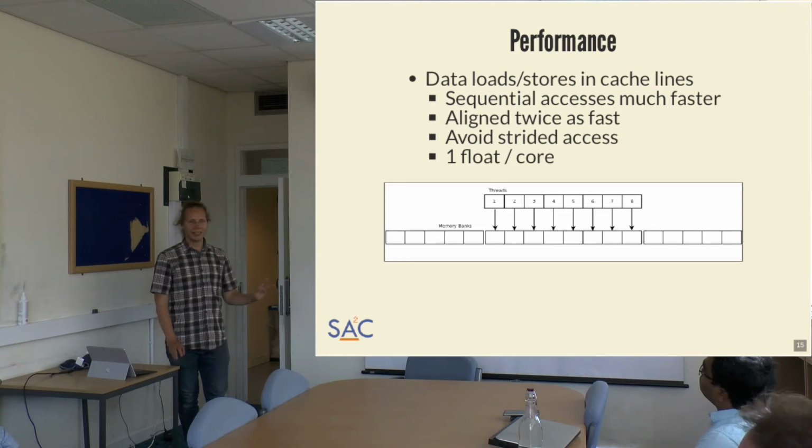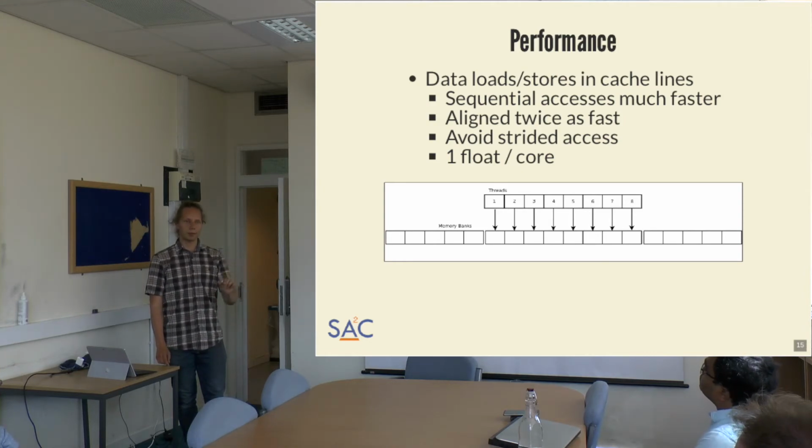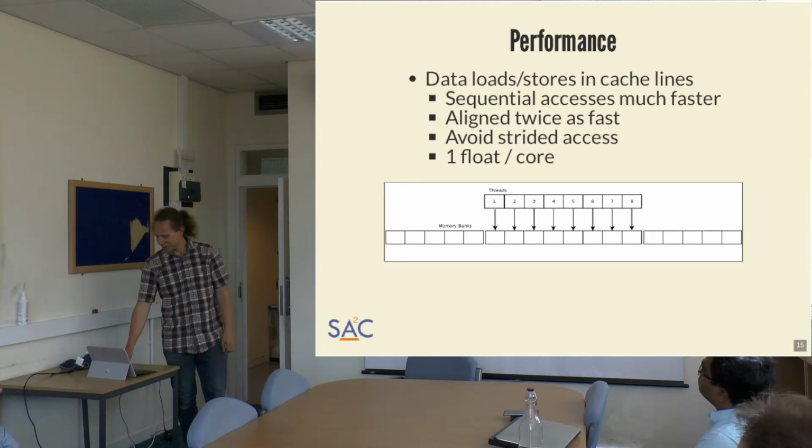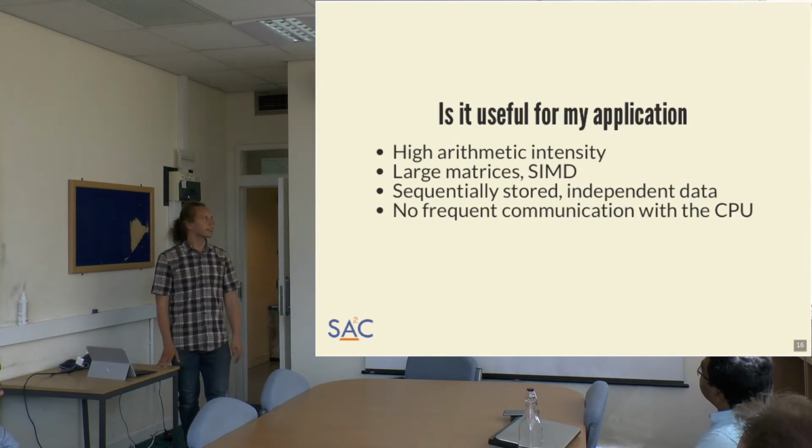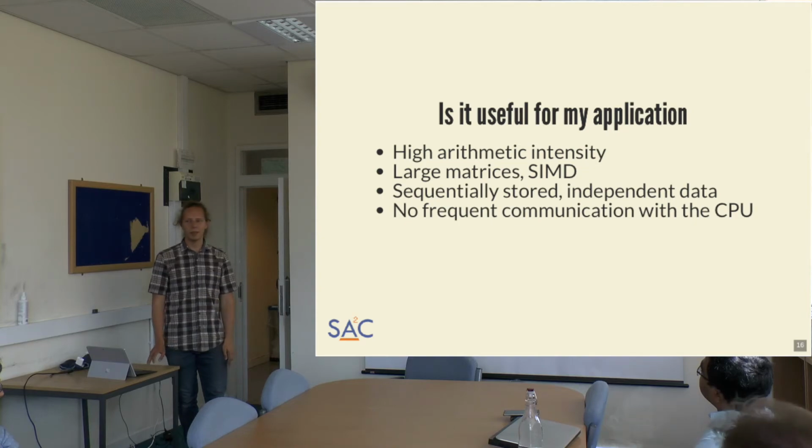I said that this is one float per core. This is also actually one double precision number for a double precision unit, because there's half the number of double precision units. Okay. Alright. So this is more or less the point I made a bit earlier.